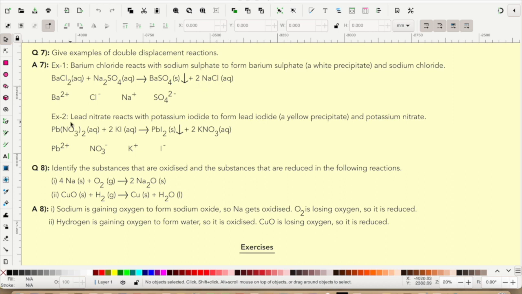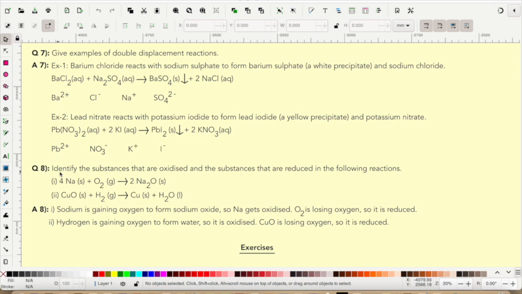Second example. Lead nitrate reacts with potassium iodide to form lead iodide and potassium nitrate. Pb(NO3)2 plus 2KI makes PbI2 plus 2KNO3. Here lead nitrate consists of Pb++ and NO3- ions. KI consists of K+ and I- ions. Pb++ combines with I- to make PbI2. K+ combines with NO3- ion to make KNO3.